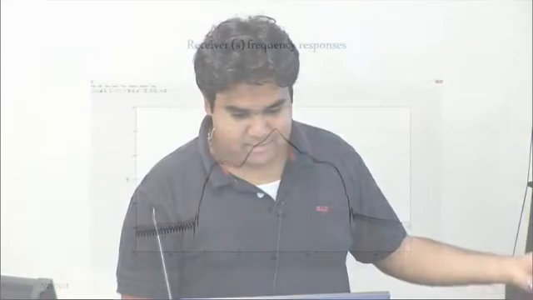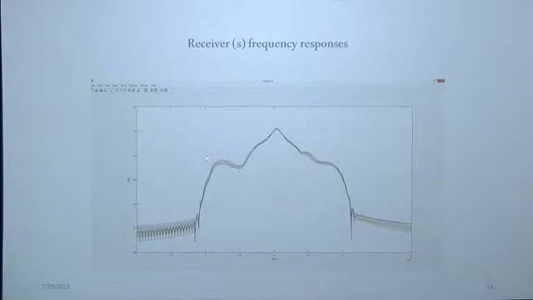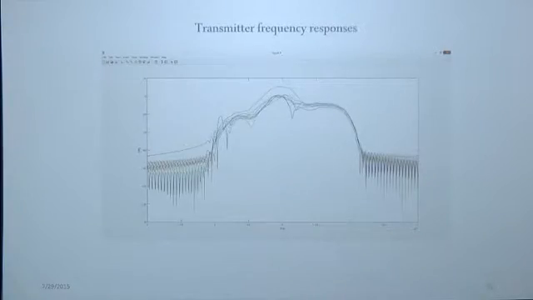So this is actually the transmitter that we used from the previous configuration, developed by the previous intern Ivan Dokmanic, and these are the receiver responses. So they're all quite well matched. That is pretty good, better than this.